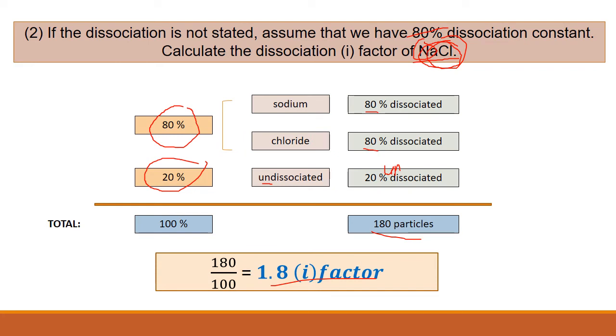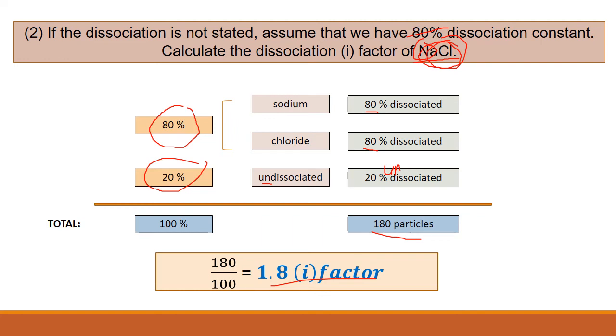By the way, the I factor or the Van Hoff factor and the dissociation factor are already given. This is just to show you how we get the Van Hoff factor or the I factor. So, calculate the dissociation factor of our sodium chloride.